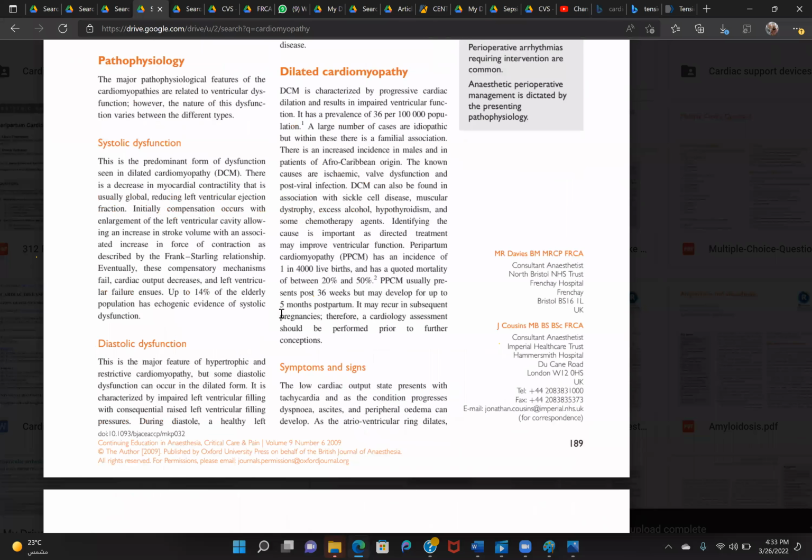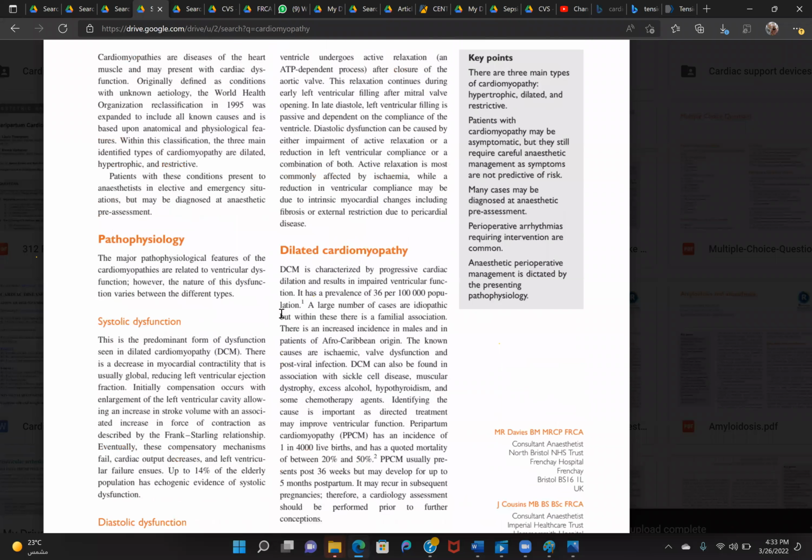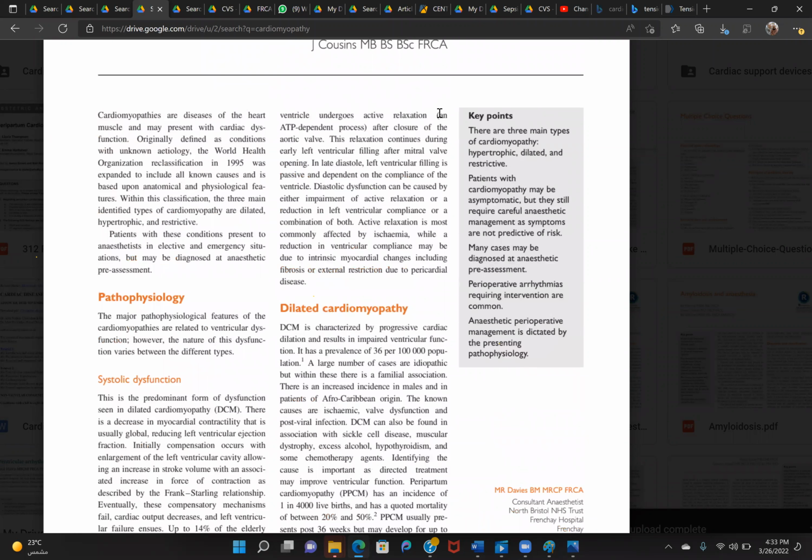So anyone who wants to add to it, please do. We will just have a few words about tension pneumothorax, and then we will finish this topic. Any comment on this topic, please? Because I don't have too much knowledge of this topic.